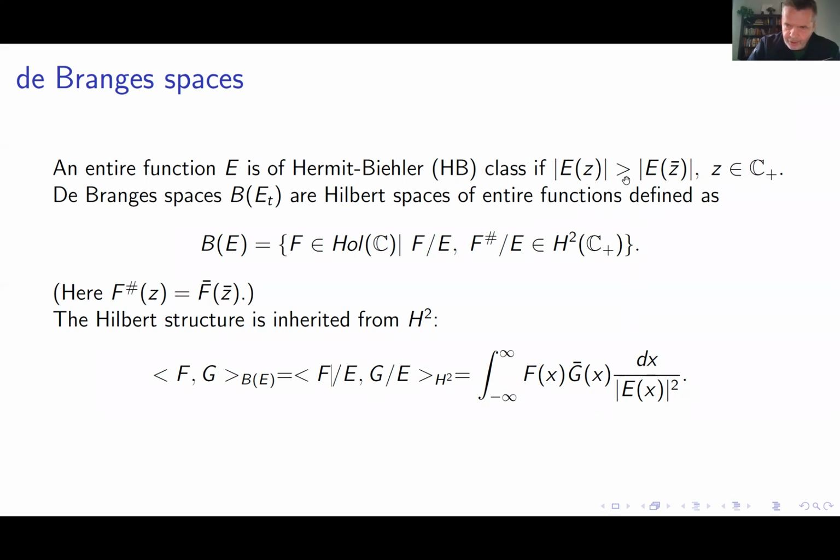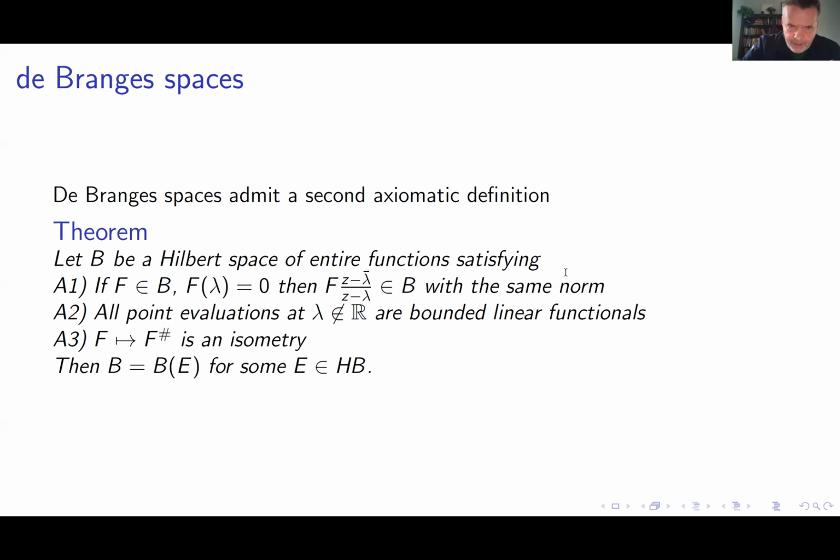Let me quickly mention here that because the inequality here is strict, the function E doesn't have any zeros in the upper half plane. So you can divide any entire function by this function, and at least this ratio will always be holomorphic. But for F to belong to the de Branges space, we need this ratio to be in H2. All right, so that's the first definition of the de Branges space.